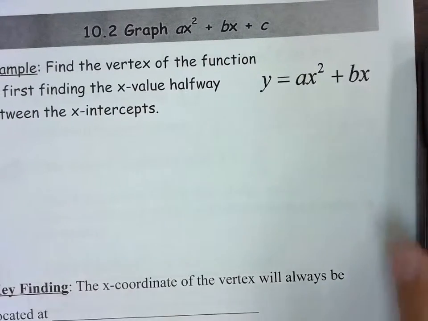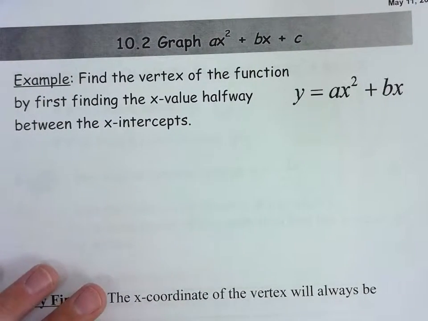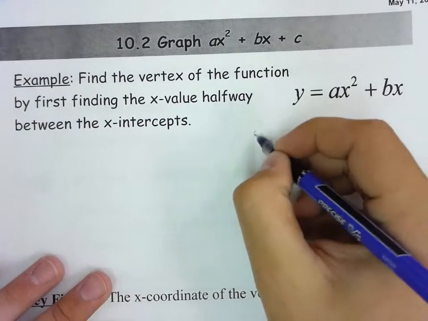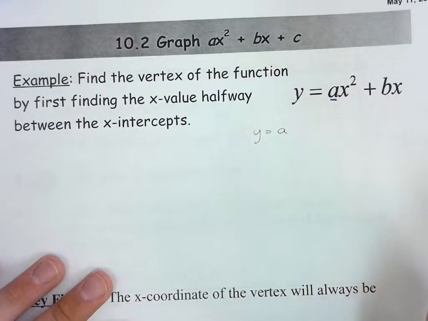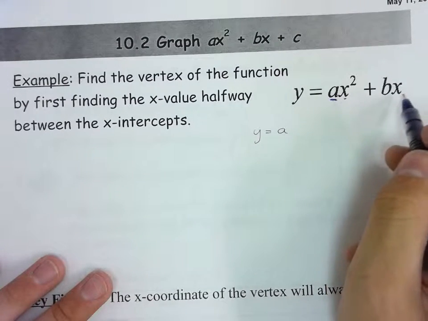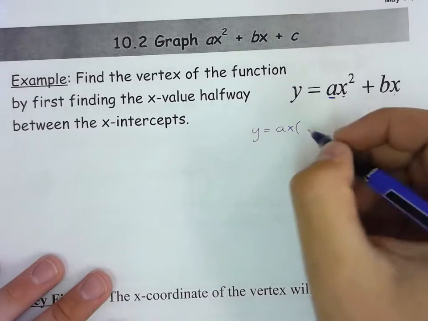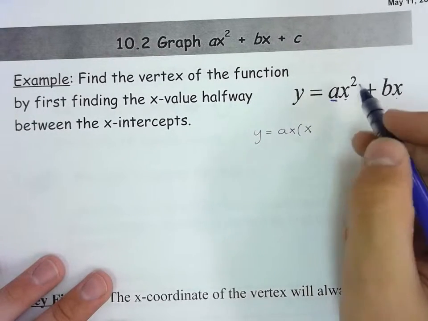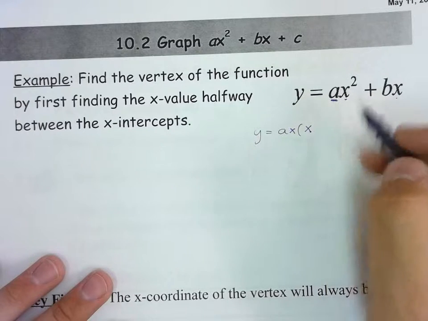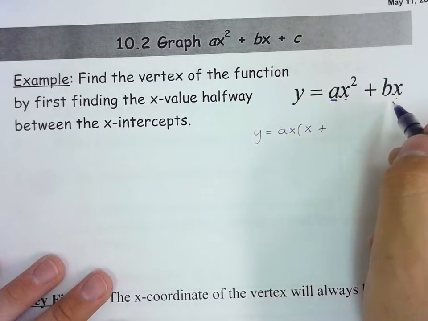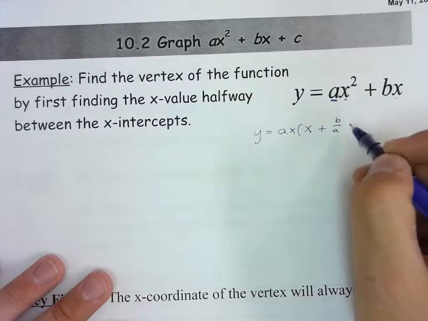Okay, so let's try it with no numbers. Let's try it with letters. So what can I take out of both of these? Well, we've been taking out this guy because that needs to be a 1. So we're going to divide by a. There's x's in both, so I'm going to take out an x. That leaves me with x, because a divided by a will disappear. x squared divided by x becomes x. Plus, divide this by a. I have b over a, and that's it.